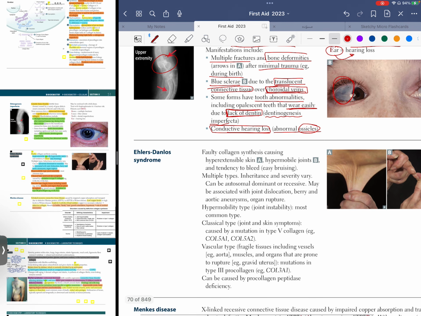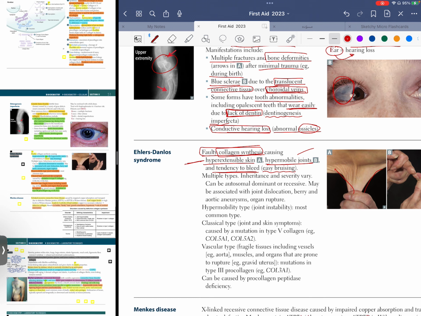We have the Ehlers-Danlos syndrome. It's a faulty collagen synthesis causing hyperextensible skin. Faulty collagen synthesis. So there is a defect or a problem in the collagen synthesis that is causing this hyperextensible skin, just like this one. If you pull it, then it just goes out with your hand. It's hypermobile joints and tendency to bleed. That's easy bruising. So hyperextensible skin, hypermobile joints, and tendency to bleed.